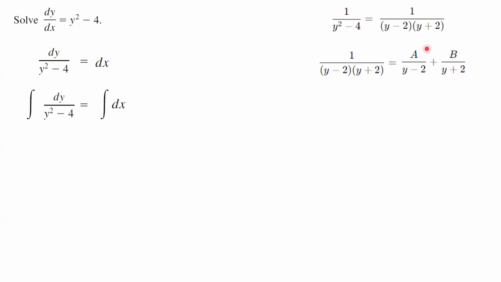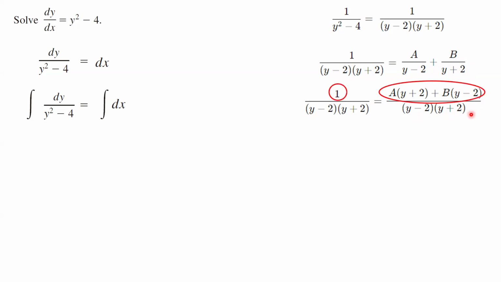Now, to find A and B, you're going to take the common denominator between these two, which is the multiplication (y minus 2) times (y plus 2). So on the numerator, you're left with A times (y plus 2) plus B times (y minus 2). The denominators are equal to each other, so the numerators must be the same as well. If you set the numerators equal to each other, on the left-hand side, you have 1. On the right-hand side, you have quantities including the variable y as well.